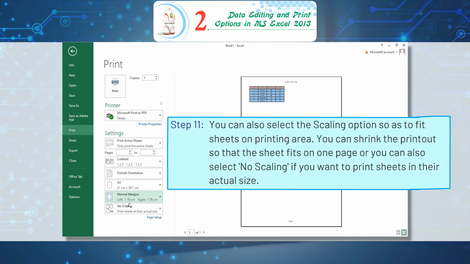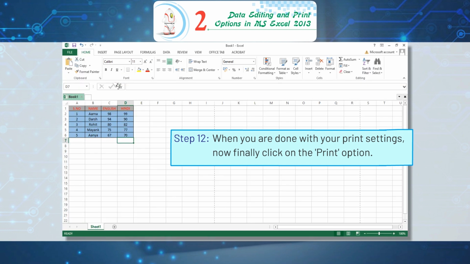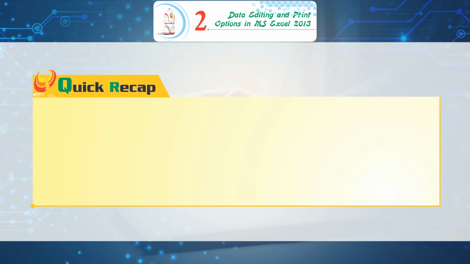Step 11. You can also select the scaling option so as to fit sheets on printing area. You can shrink the printout so that the sheet fits on one page, or you can also select no scaling if you want to print sheets in their actual size. Step 12. When you are done with your print settings, now finally click on the Print button.